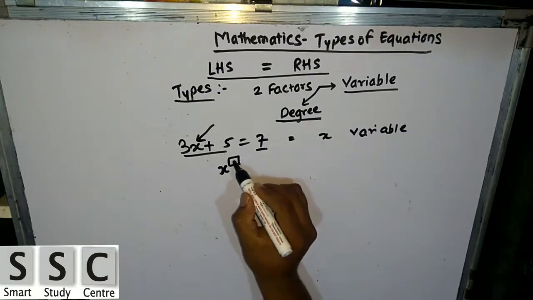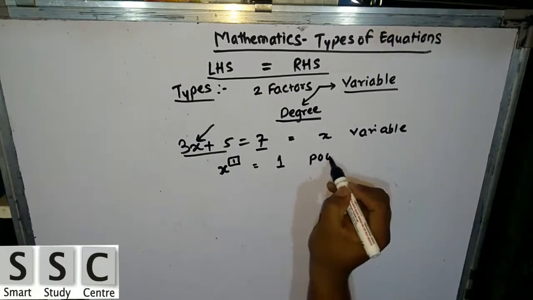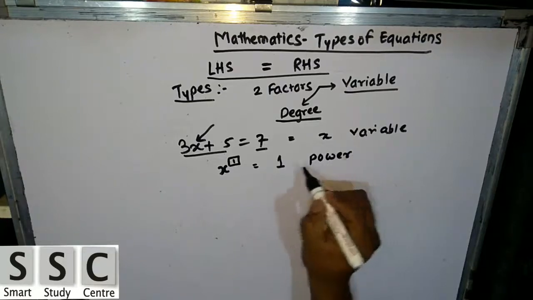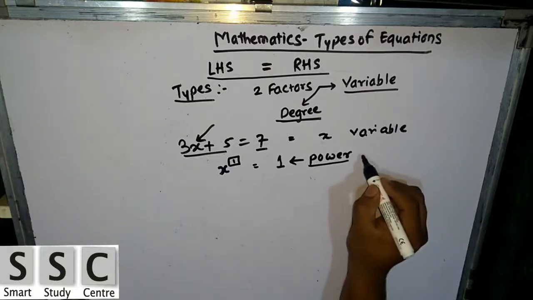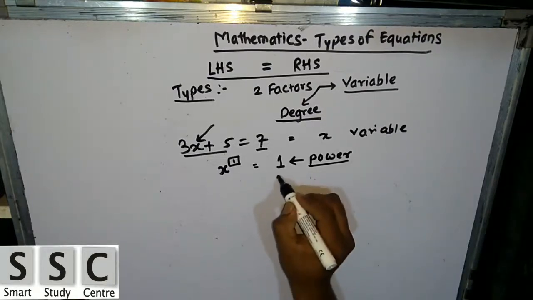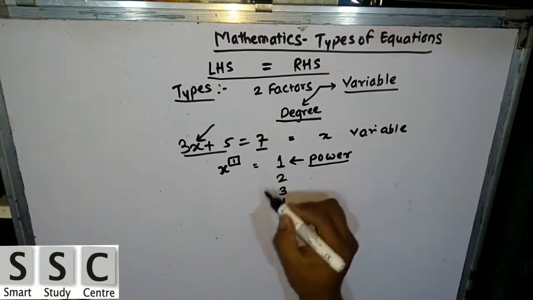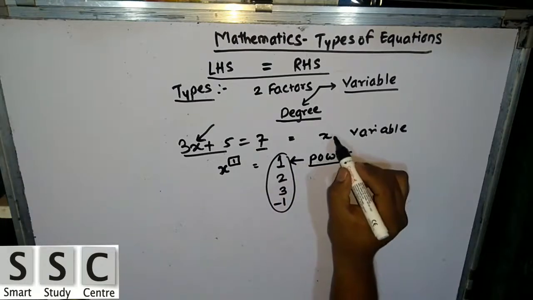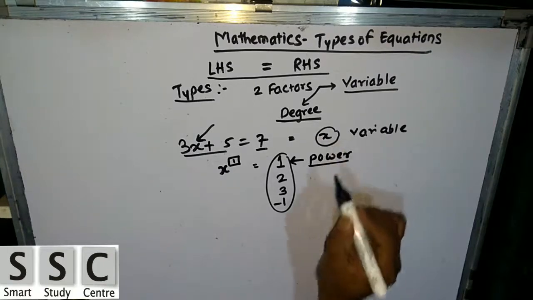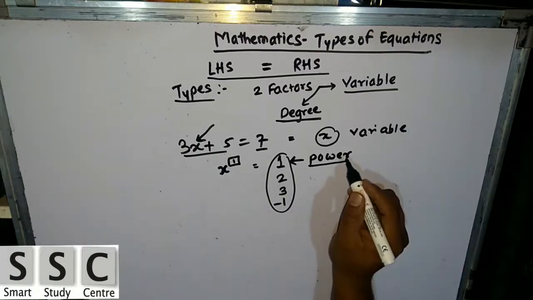x has power equal to 1. So we check the exponential power of the variable. If it is 1, then we say it is a linear equation. It can be 2, it can be 3, it can be even -1. So depending upon this, it is named differently, as well as how many variables the equation has. So these are the two factors because of which we make types of equations.